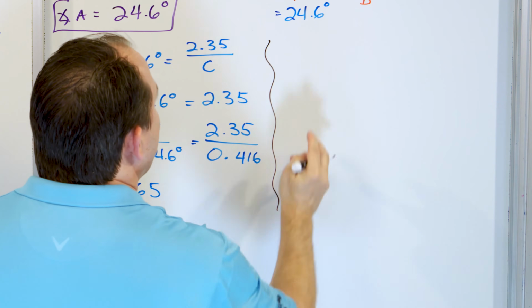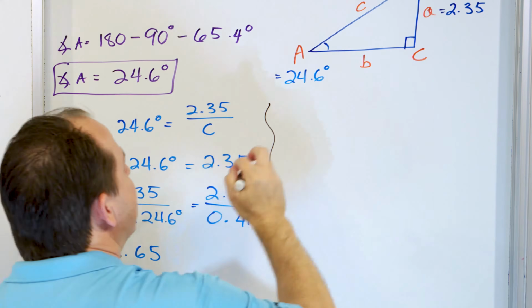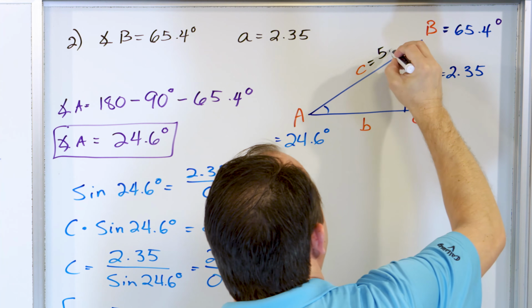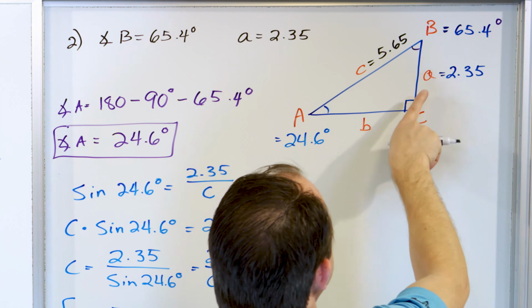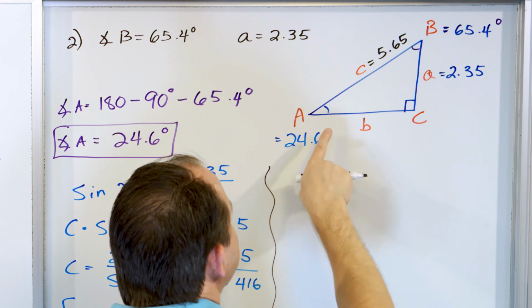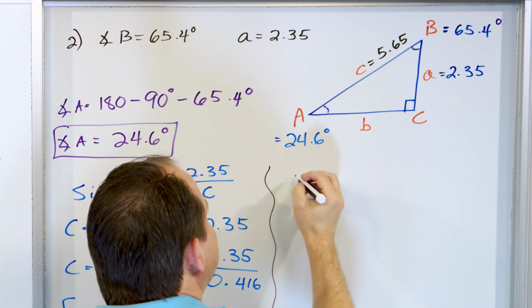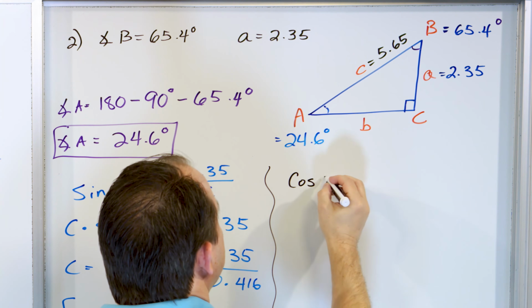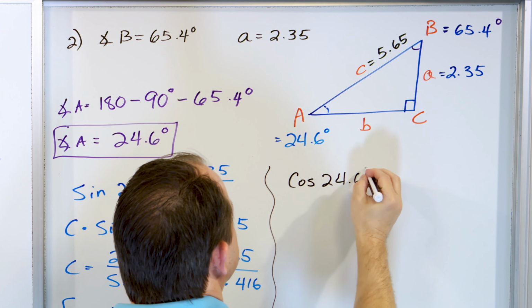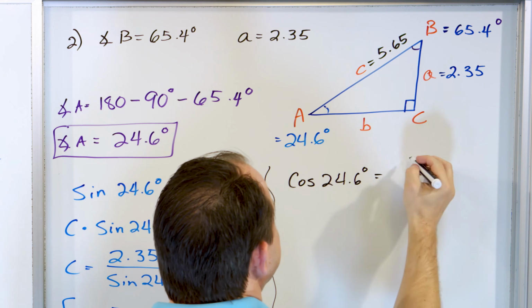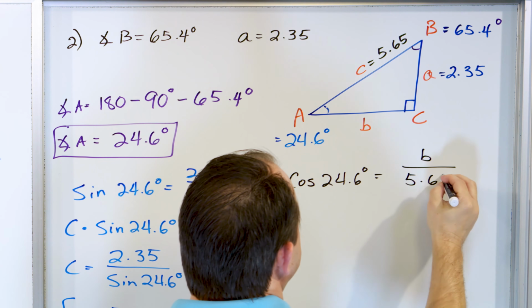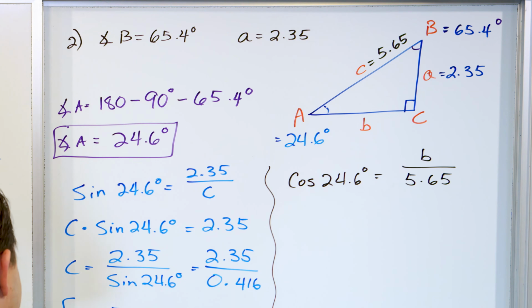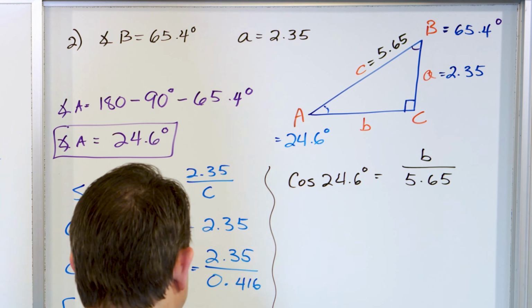So now I know what the hypotenuse is, and I'm going to write that down, 5.65. That's the length of side C. So how do I find the only unknown side, side B? Well, if I take a look at this angle, I can write down that the cosine of this angle, 24.6 degrees, has got to equal its adjacent side, which is side B, over its hypotenuse, which we now know, 5.65. So we needed that hypotenuse to be able to do it.